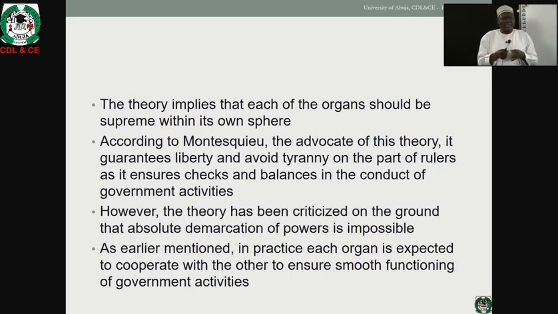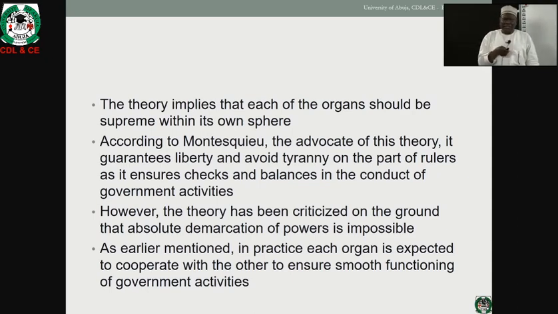You discover that the executive needs the legislature. The legislature also needs the executive. And that is also applicable to the judiciary. So the result is that the organs cooperate with each other, so that unless that is done, the aim of government to maintain law and order and provide social services will not be achieved.